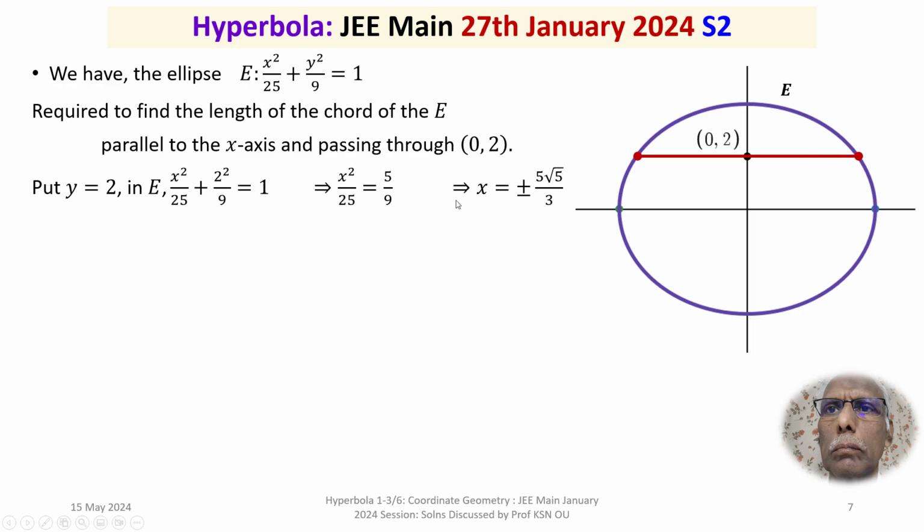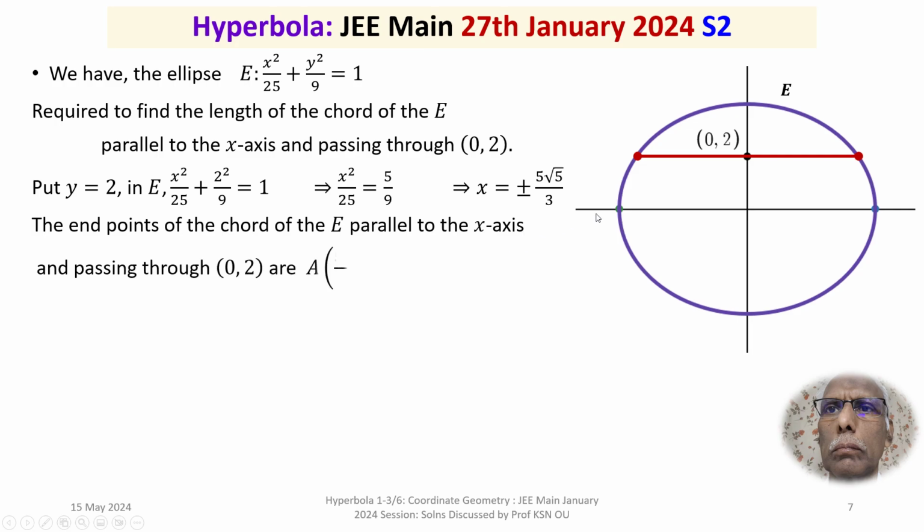And from that, x square by 25 is equal to 5 by 9, and you will get x is equal to plus or minus 5 root 5 by 3. So the end points of the chord of the ellipse E parallel to x-axis and passing through the point (0, 2) are, let's say, one end point is A with (5 root 5 by 3, 2), and B with (minus 5 root 5 by 3, 2). This is your A, this is your B.